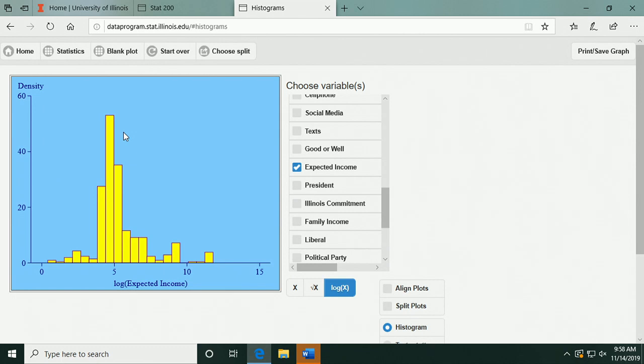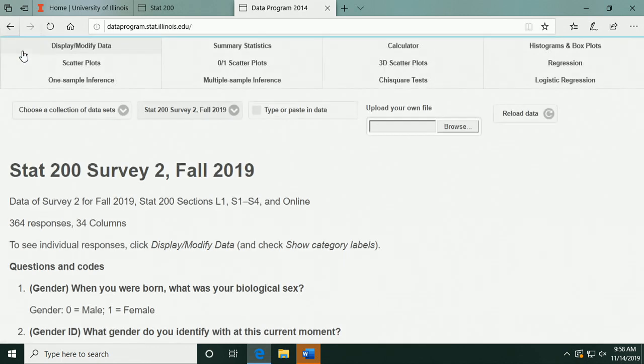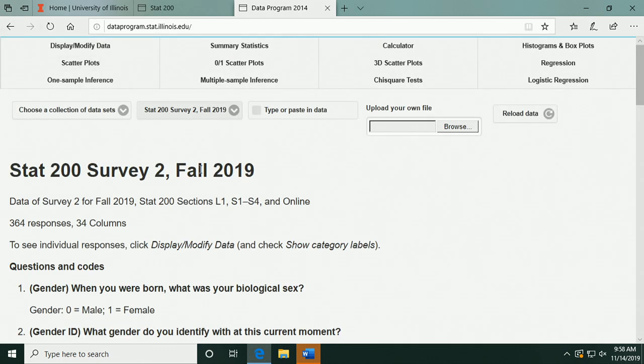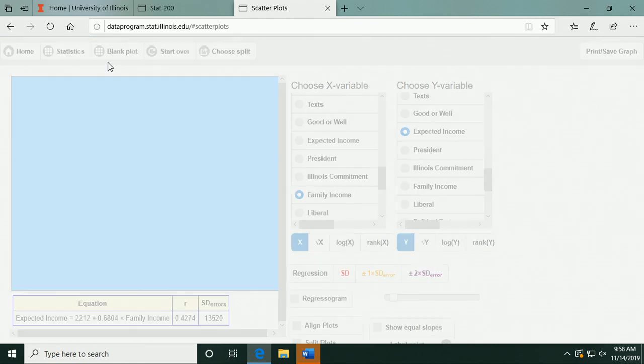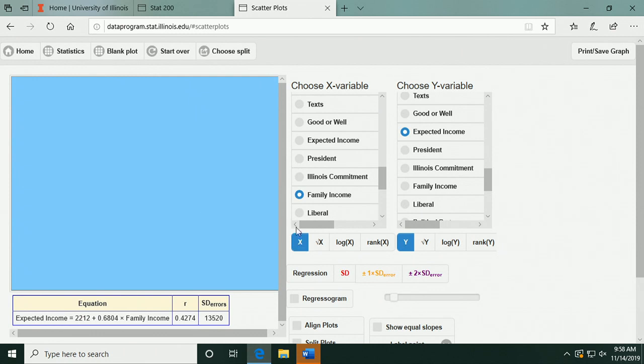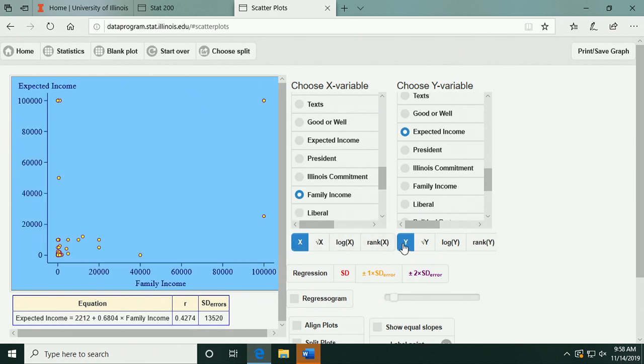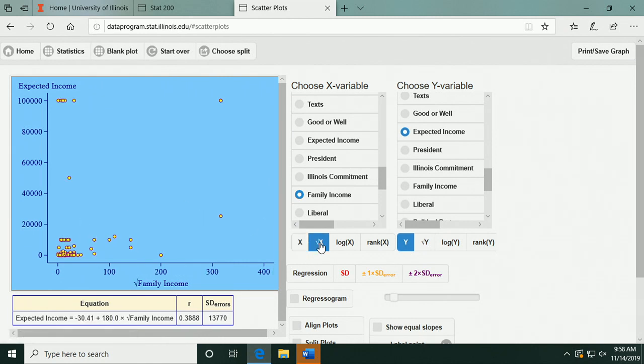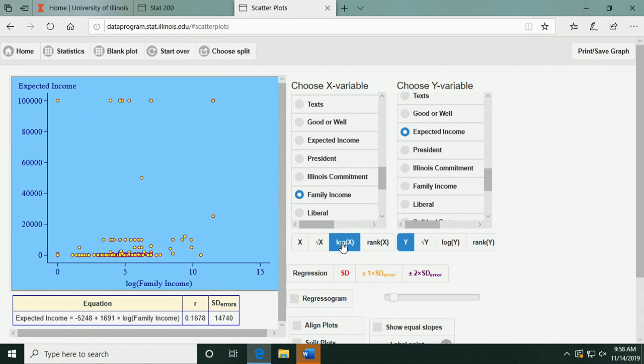So now let's go back to our scatter plot, where scatter plots will do the same thing, but now we have family income right here, and we have expected income. So we just did it to the y's. Let's see if that helps. So here I'll just show you. Here was the square root, here's the log.